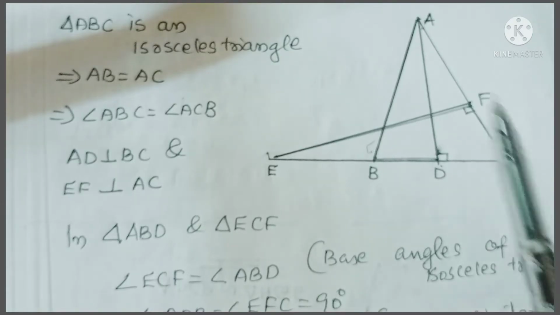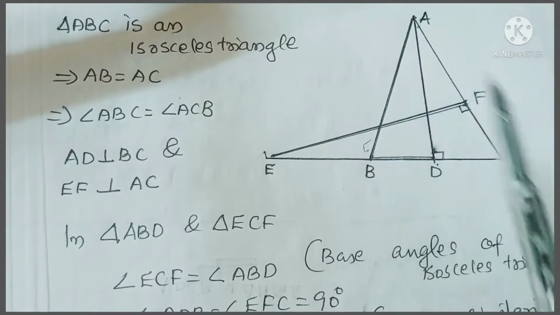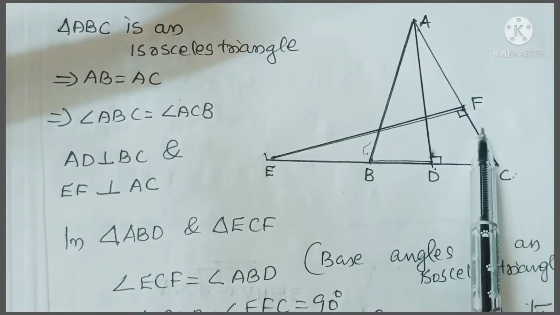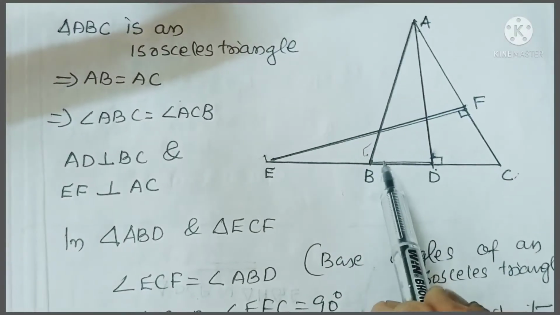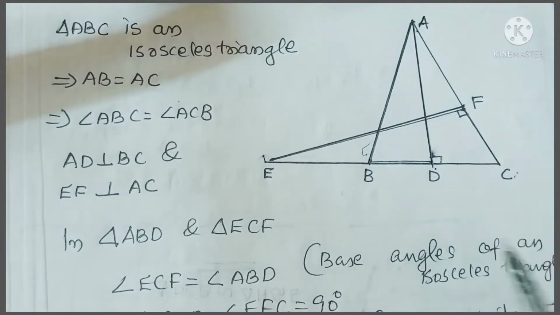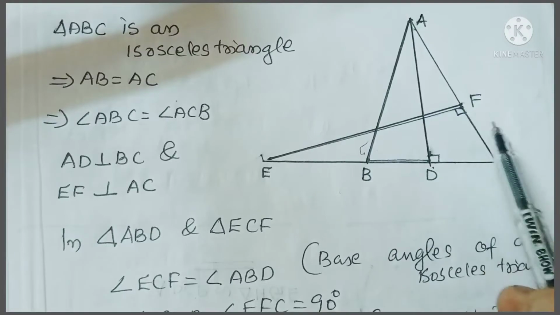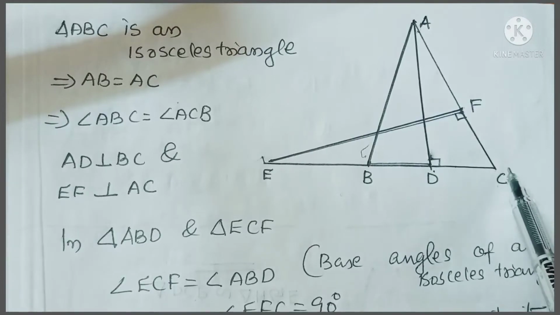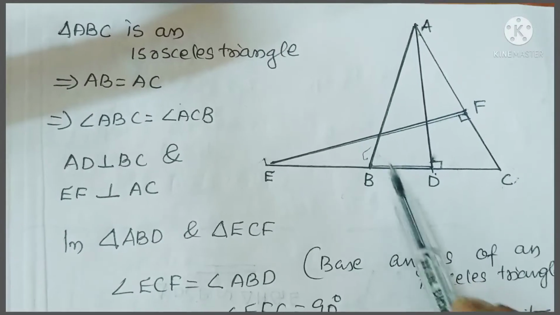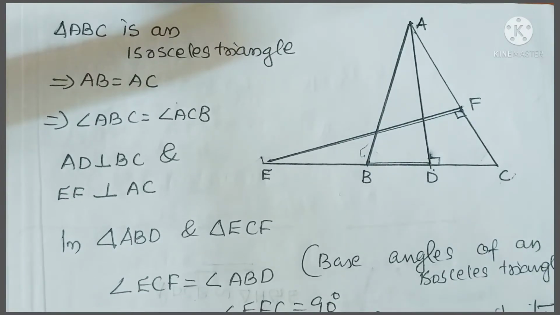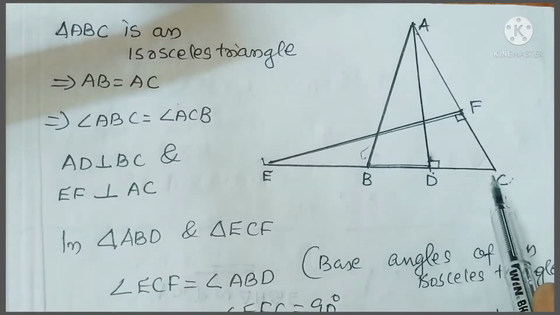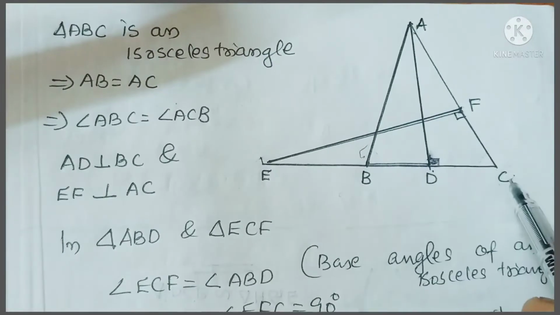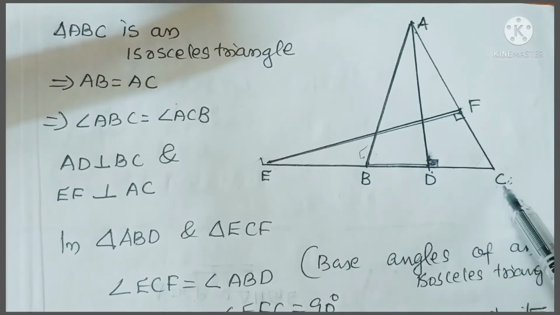In this question, ABC is an isosceles triangle, and that means AB equals AC, and also angle B equals angle C. We want to prove triangle ABD is similar to triangle ECF. In this triangle ABC, angle B equals angle C. Then AD is perpendicular to BC, so here it is 90 degrees, and EF is perpendicular to AC. Here also angle EFC is 90 degrees.